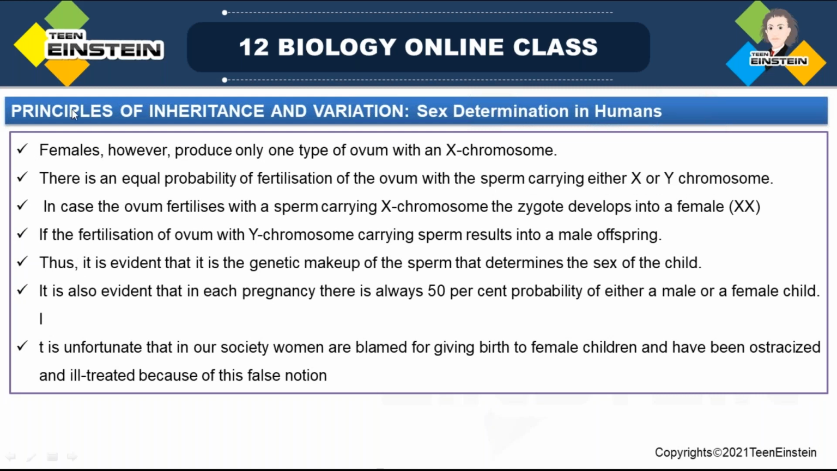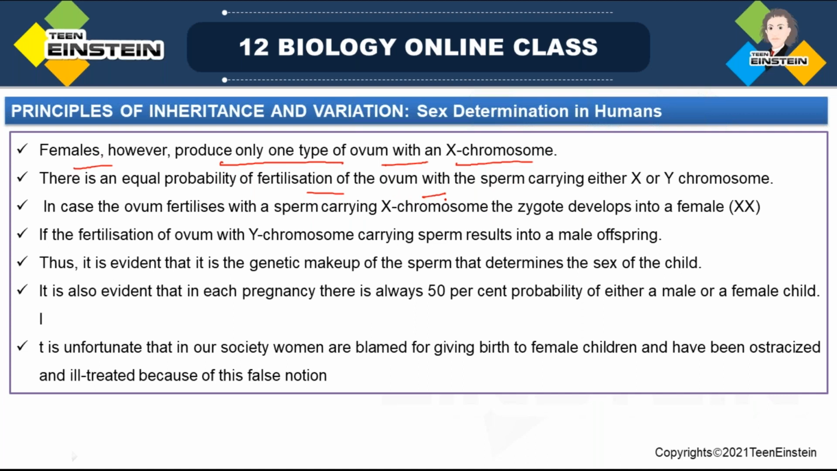Then here, in the case of human, females produce only one type of ovum with an X chromosome. Only one type of ovum is produced by the female, and that is with an X chromosome. So there is an equal chance of fertilization of the ovum with the X or Y chromosome.